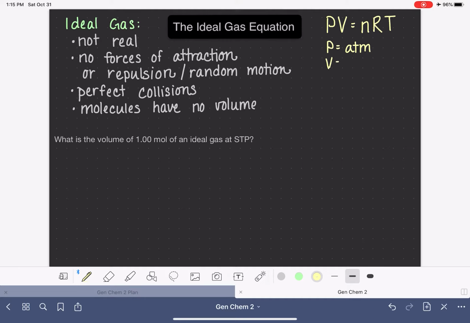V, as you know, is the volume of the gas. That needs to be in units of liters. N, of course, is the moles of the gas, which has to be in units of moles. And T, the temperature, has to be in units of Kelvin.